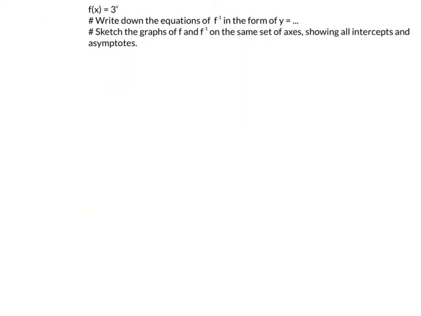Now let us look into the type of questions that we come across. F of x is equal to 3 to the power of x. Write down the equation of f inverse in the form y is equal to. Therefore, here my f of x is given to be 3 to the power of x. The question is to write now the f inverse. Therefore, f inverse of x involves two steps.